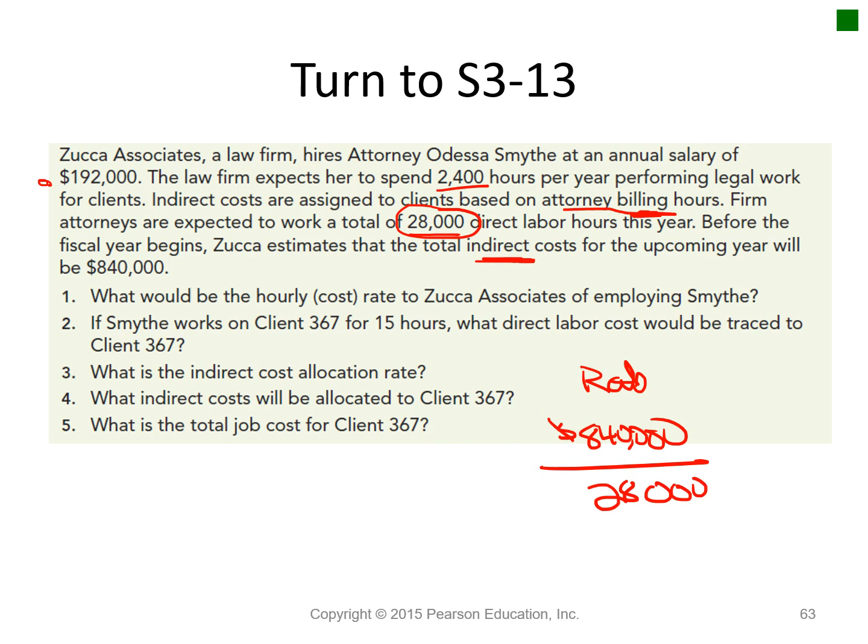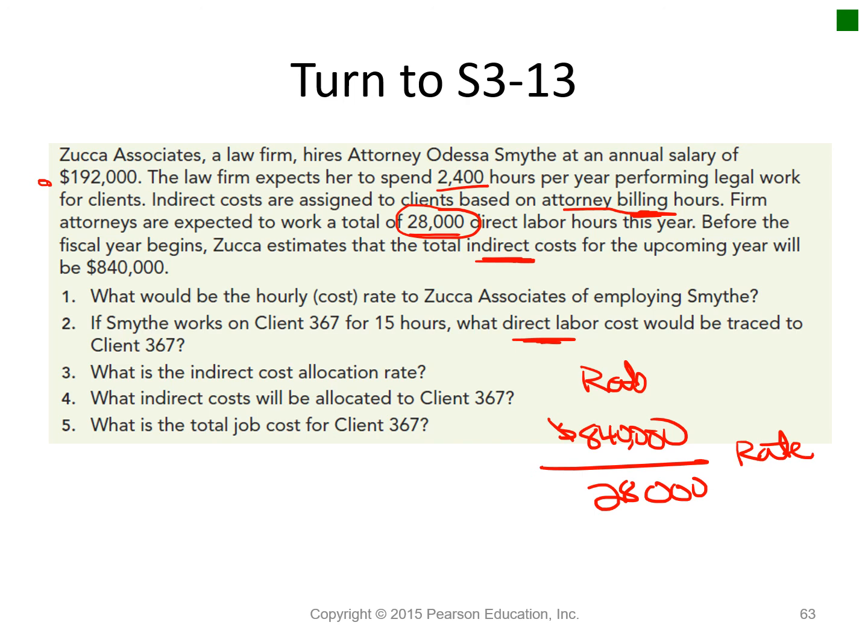So number one says, what would be the hourly rate cost to Zuka Associates of employing Smirk? Again, you could figure out the hourly cost by taking her salary and dividing it by the hours. We can then come up with the rate. It says that they work so many hours for this client. We can figure out the direct labor cost, and then we could also do the allocations based on our rate here. So again, it's going to be the same idea in terms of cost flow.